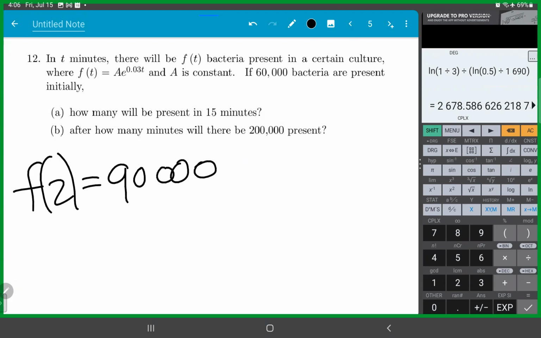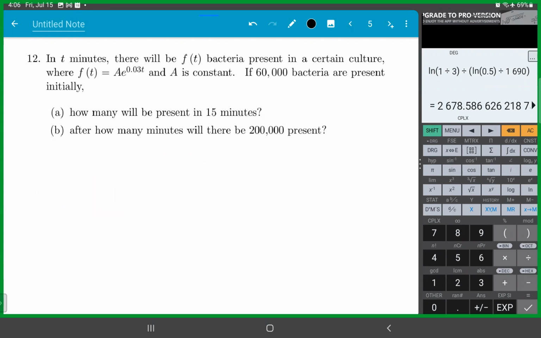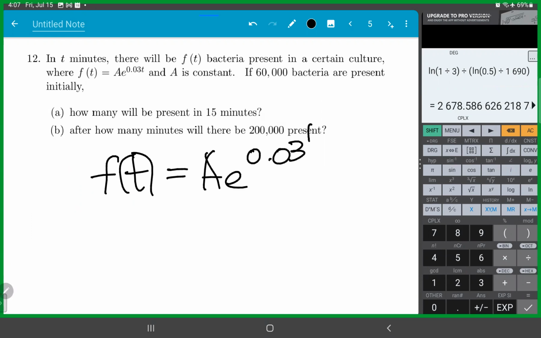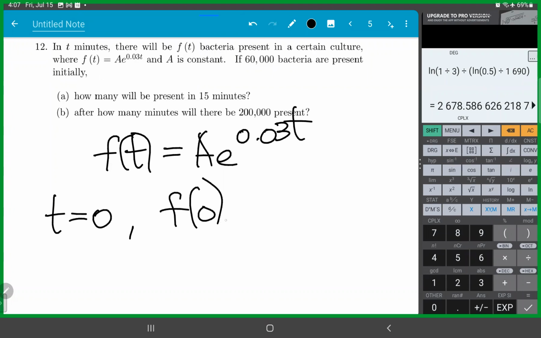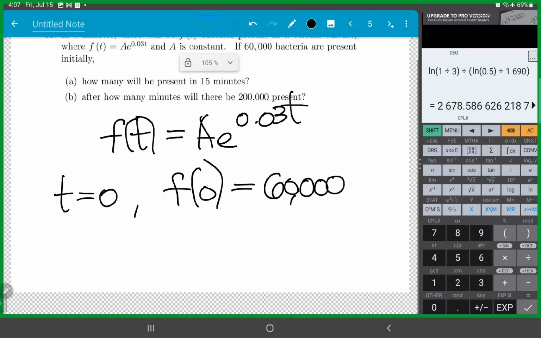Then iba yung pagsosolve mo dahil hindi zero yung time. But here, this initial, so f of t equals A e to the 0.03t. So when time is 0, initial, di ba? We are told that the amount or the population is 60,000. Pero yung given kanina.